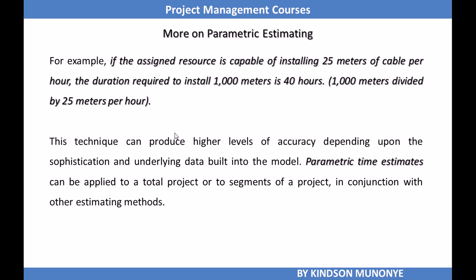So now you want to install 1,000 meters, okay? You can easily calculate the parametric estimate by multiplying. You have 40 hours times 25, and that gives you 1,000 meters, okay? So when you talk of parametric estimating, you are talking about making a little calculation to arrive at an estimate based on a mathematical calculation on a known estimate.